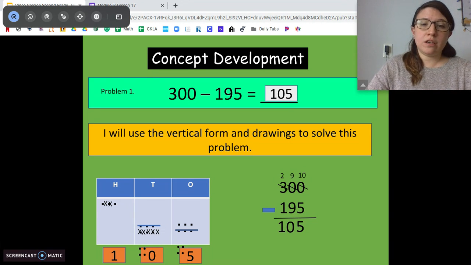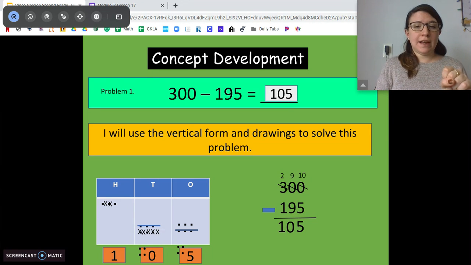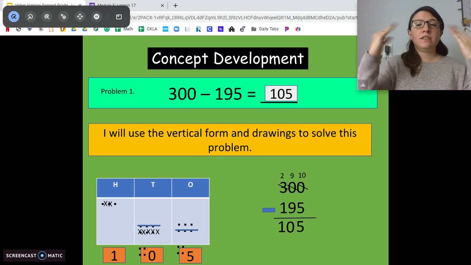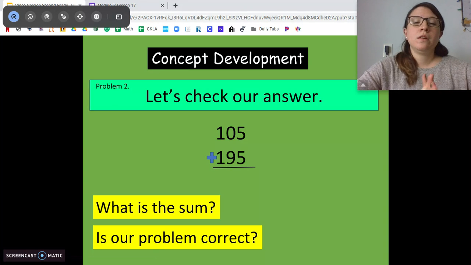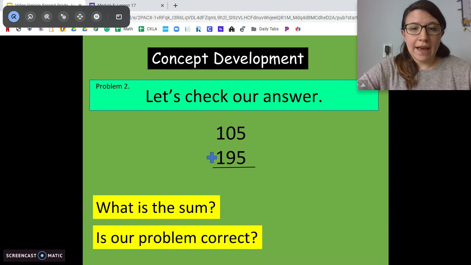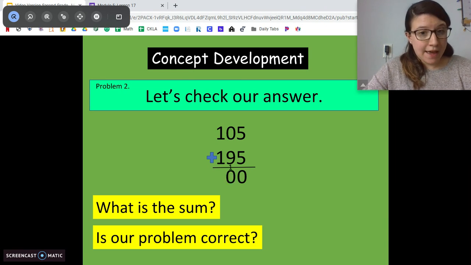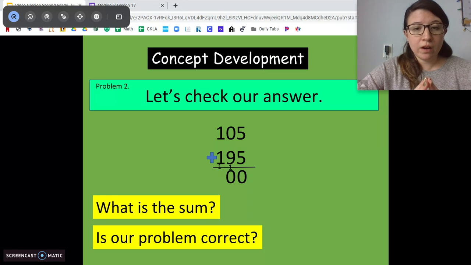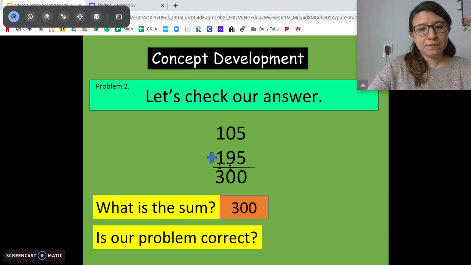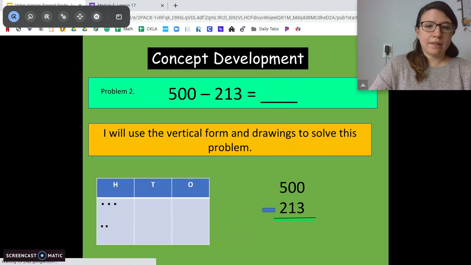All right, let's check our answer. We're going to add 195 to 105 to make sure we get our whole of 300. So let's add. Let's add our 1s. 5 plus 5 is 10. I'm going to move my 1 over. 1 plus 9 is 10. Move my 100 over. 1 plus 1 plus 1, 100, 200, 300. We got it. All right, let's do another one together.